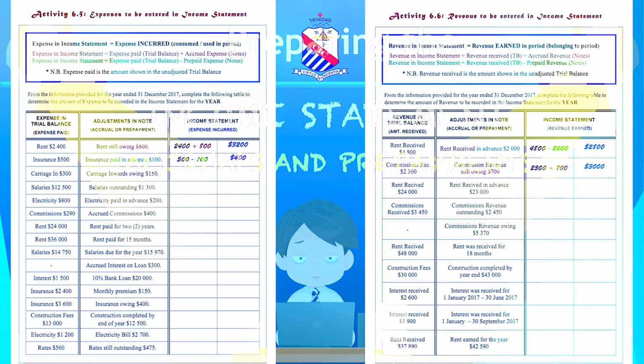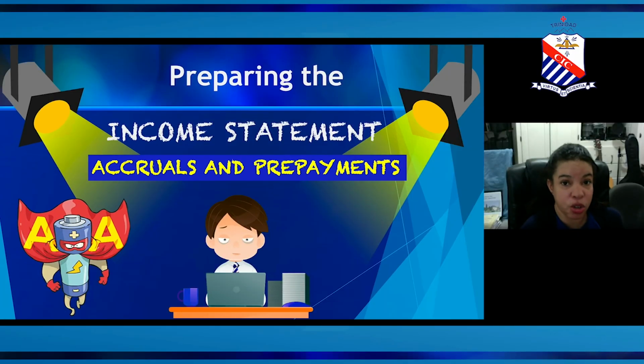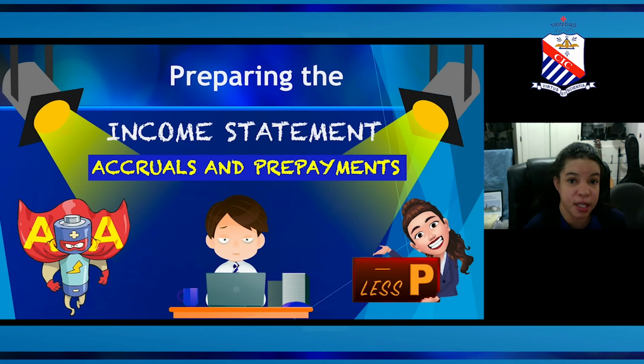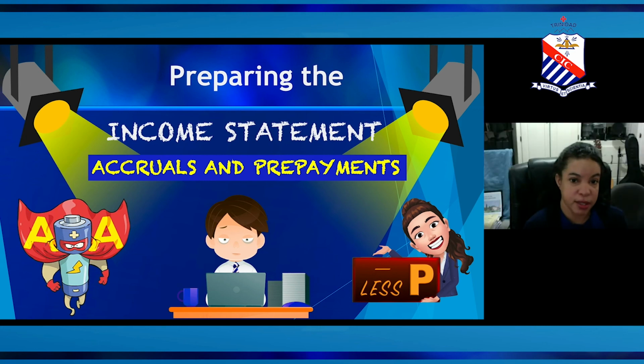Alright, so what you got out of it? Add accruals, double E, right? So you're always going to be adding your accruals. Simple as that. And you will always less your prepayments, whether it's expense or revenue. So once you identify it as an accrual, add it to the amount paid or received. Once you identify it as a prepayment, less it. It doesn't matter whether it's revenue or expense. Easy as that.